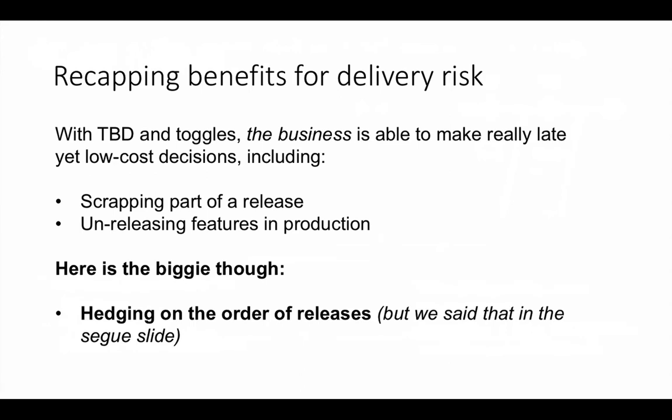Recapping. With TBD, toggles, branch by abstraction and all that, you facilitate some things for the business to do. Low cost, last minute decision making. Scrapping part of a release, toggle something off. Unreleasing functionality in production, toggle something off again. Here's the biggie though, right? We just defined this. Hedging on the order of releases.